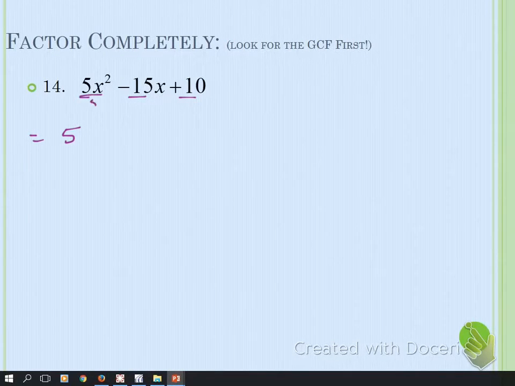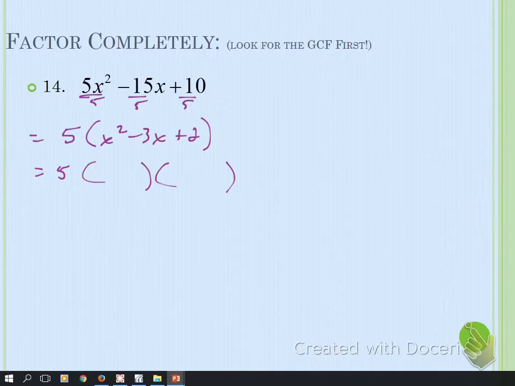If we divide all these by 5, we get x squared minus 3x plus 2. Now factor your trinomial into 2 binomials, x and x. Your factors of positive 2 are 2 and 1, negative 2 and negative 1. Which one adds to negative 3? It's this one. So we go minus 2, minus 1. And we're done.